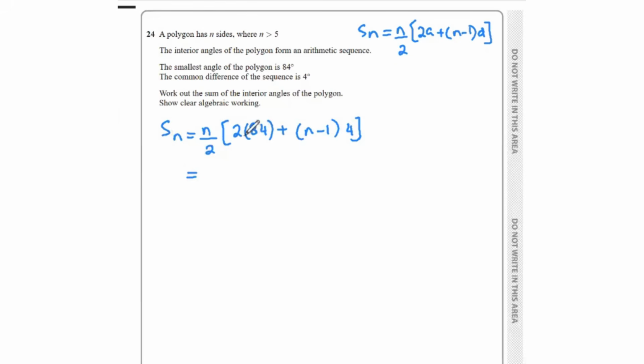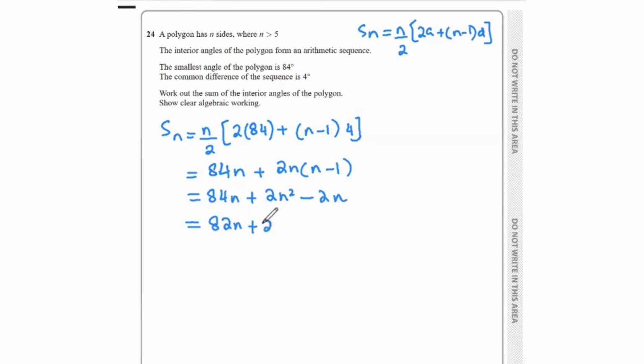So if you multiply n over 2 with 2 times 84, that's 84n. And this would become 2n times n minus 1, because 4 divided by 2 is 2, and 2 times n minus 1, which gives us 84n plus 2n squared minus 2n. That's 82n plus 2n squared. This is our expression for the sum of first n terms.